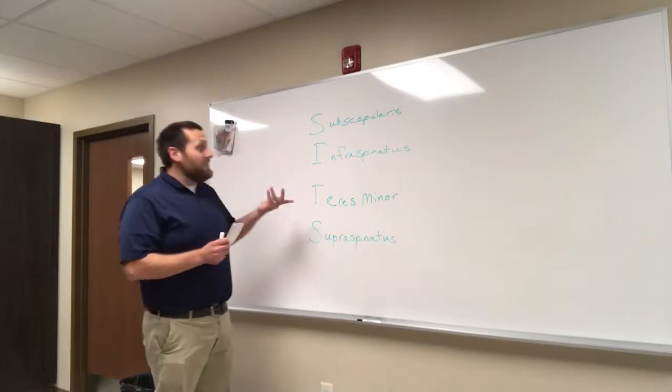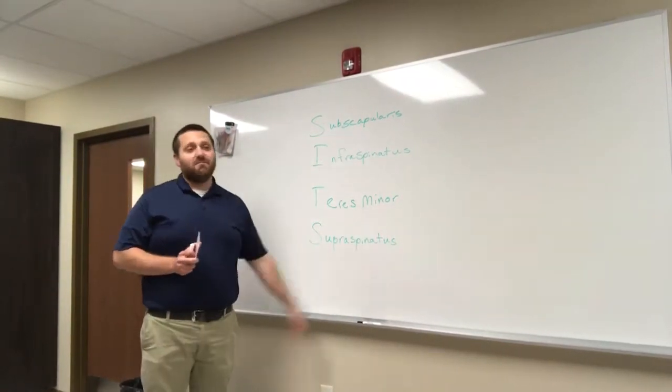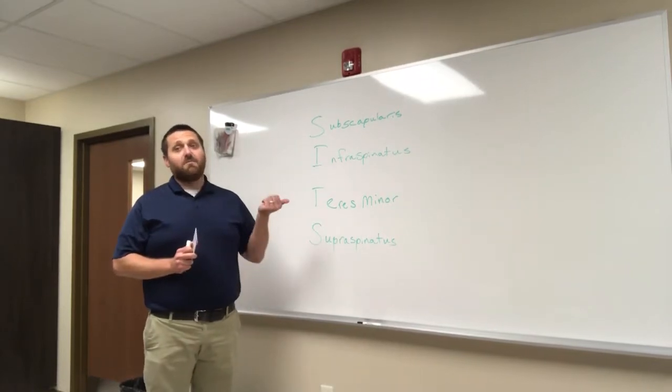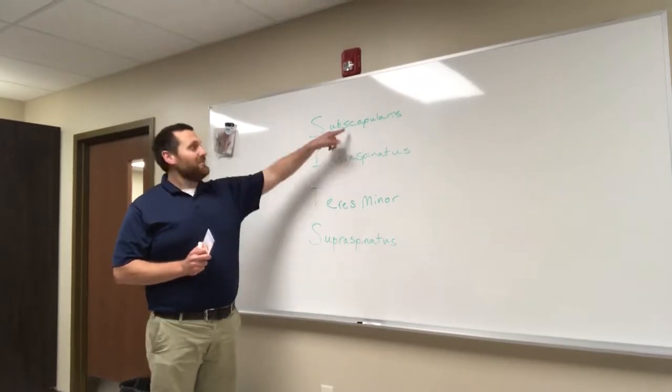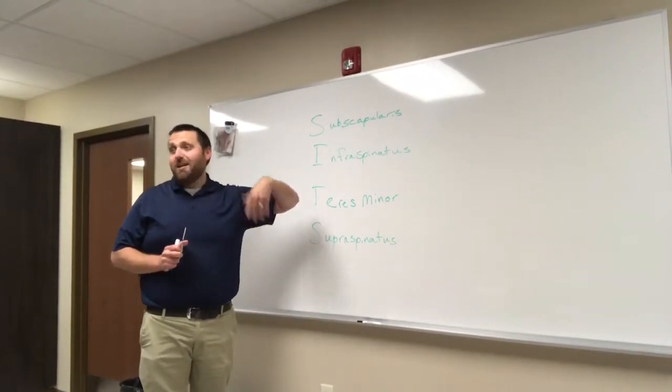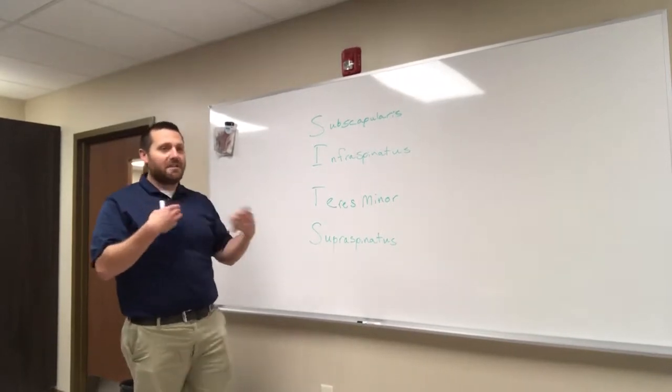Well, let's see if we can figure out where they are first. What do you think? Where do you think the subscap is? It's on your back, but what does sub mean? Under. Okay? It's under your scapula. Or in this case, it's going to be anterior to the scapula. So it's in the front of that scapula.